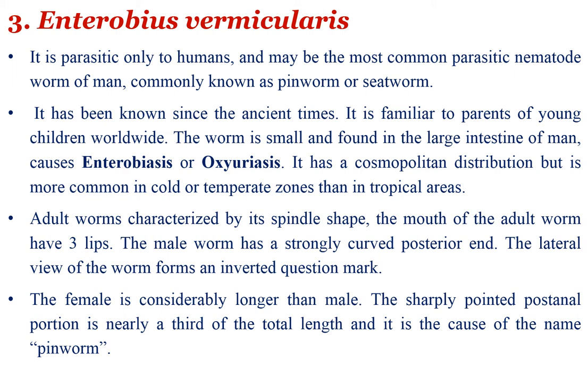Adult worms are characterized by their spindle shape. The mouth of the adult worm has 3 lips. The male worm has a strongly curved posterior end. The lateral view of the worm forms an inverted question mark.